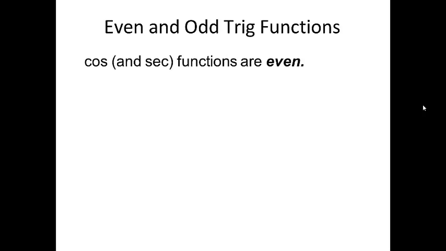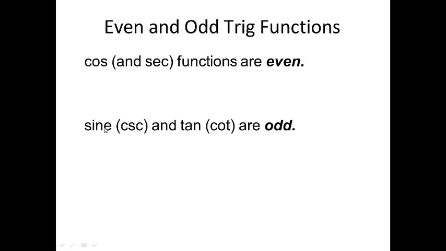Okay, odd and even functions. You've got to pay attention here because this is not something that you've probably seen before, and I have people with a lot of trouble with this because it's a concept, but they just can't remember it. You have to know that cosine functions are even, and because secant is a reciprocal of cosine, both of these are even functions. Sine and cosecant, tangent and cotangent are odd functions.